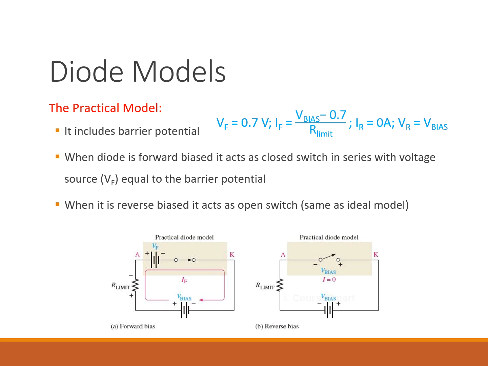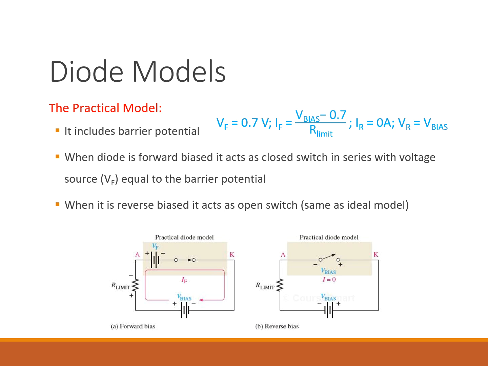Now, reverse bias still blocks current. So just like in the ideal model, a reverse bias diode still acts like an open switch, so no current flows in that situation. So good visual recap here. When the diode is forward biased, it acts like a closed switch plus the 0.7 volt drop across it, which is required to get it forward biased. When it's in reverse bias, it remains open.